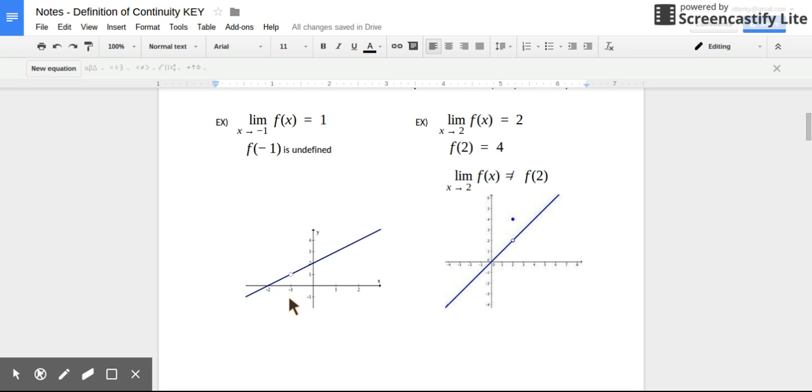So I know the limit exists because the left-hand and the right-hand limit are the same value. However, if I try and evaluate my function by plugging in -1, it's telling me that I have an undefined output. So that's a hole. This is not continuous even though the limit existed.